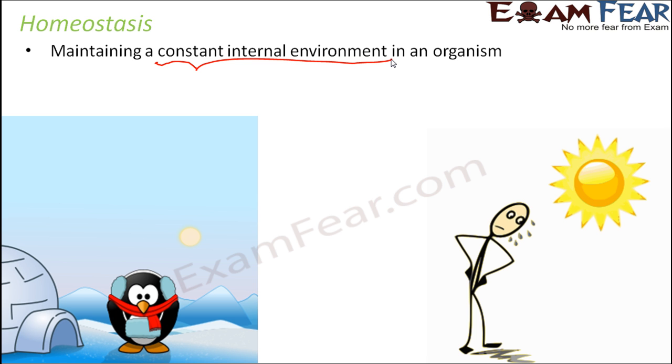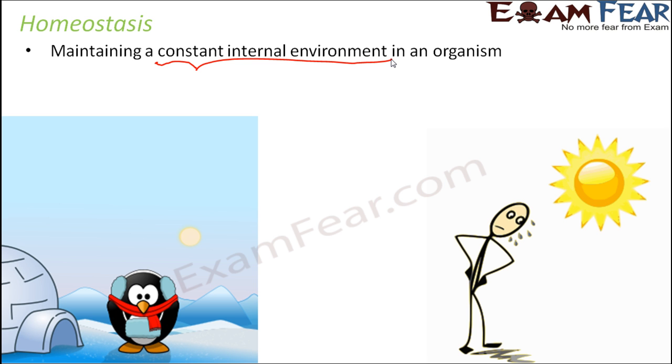The body itself has a natural process of maintaining an internal environment. Now, maybe the external temperature during a winter season could be around 5 degrees Celsius. During summer season, it could be around 40-50 degrees Celsius. But the temperature of our body still remains in the range of 35 to 40 degrees Celsius, and that is irrespective of the external temperature.